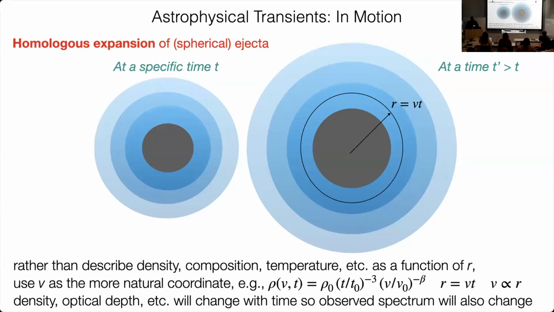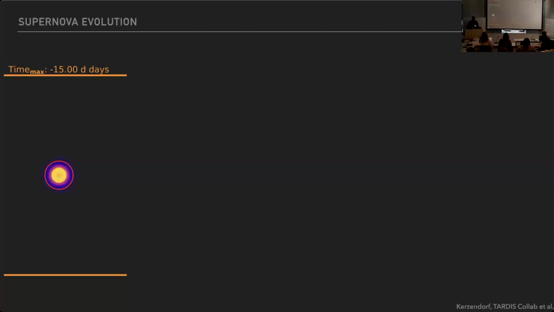Okay. So one important thing for this is that the density, optical depth, everything that we said that the spectrum depends on is going to change with time. And so the spectrum of an astronomical transient is going to change with time. So unlike the stars, where everything's kind of static, we have this dynamic part as well. Okay, so just to show you what this looks like.